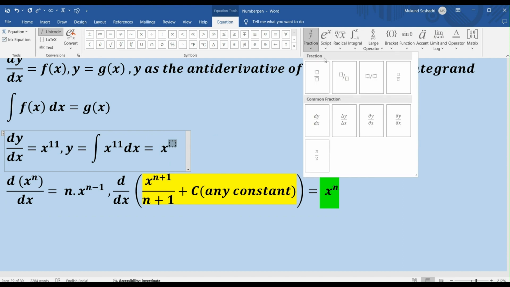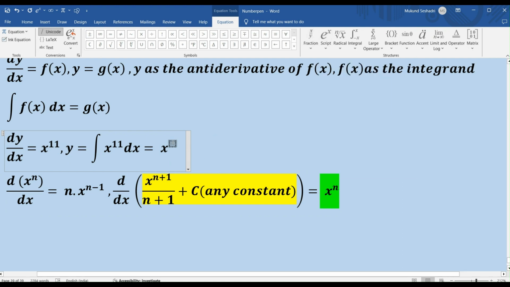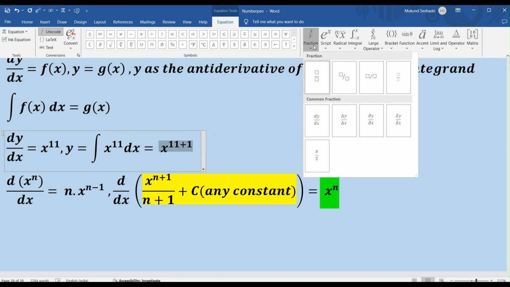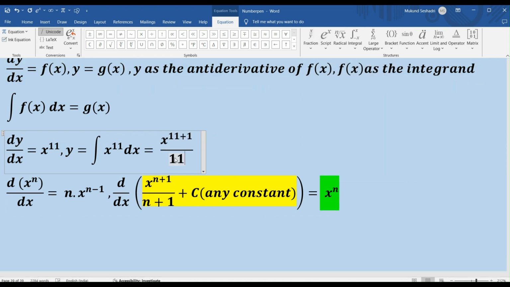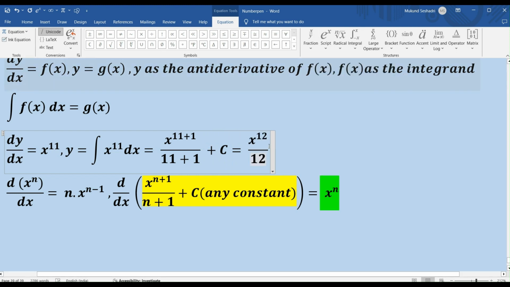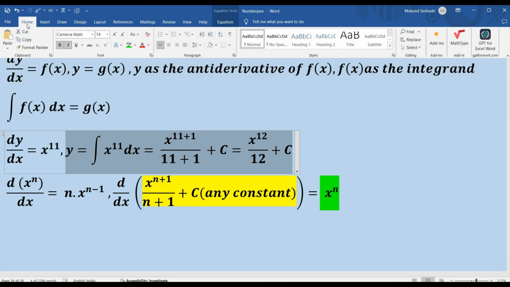and x to the power n plus 1 is nothing but x to the power 11 plus 1, whole divided by, again, 11 plus 1, plus c, which means our answer is x to the power 12 divided by 12 plus c, right? So this is our final answer. Let me highlight it in pink. x to the power 12 divided by 12 plus c.